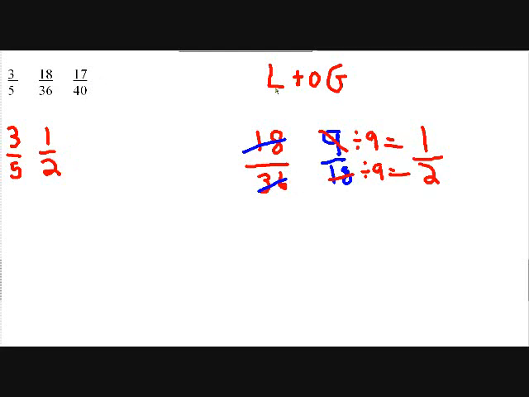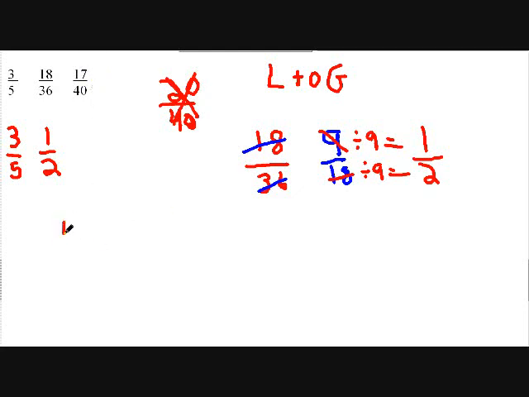17/40. Okay, I'm going to stop on this one real quick and let's think about this. Half of 40 would be 20. 20/40. 20 is half of 40. Well, I know that 17 is less than 20. What does that tell me about this fraction? It tells me that this fraction must be less than 1/2. 20/40 is 1/2. 17/40 must be less than that.